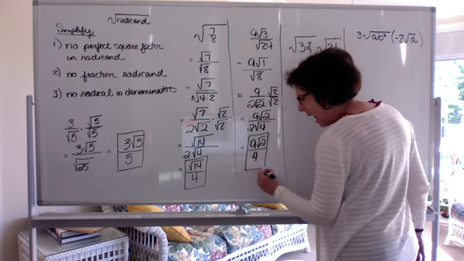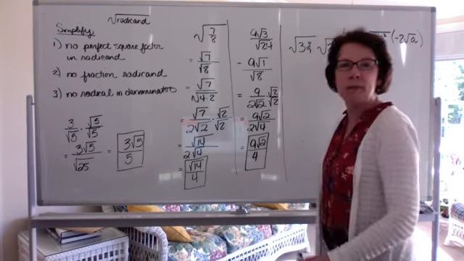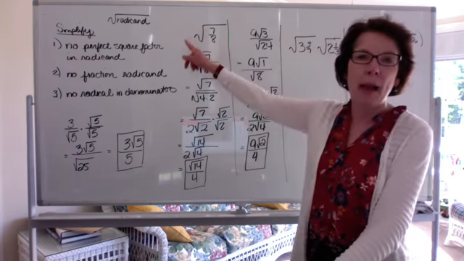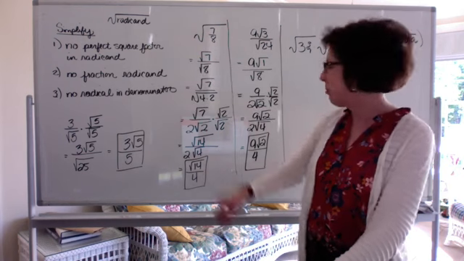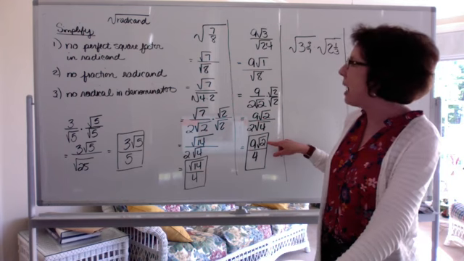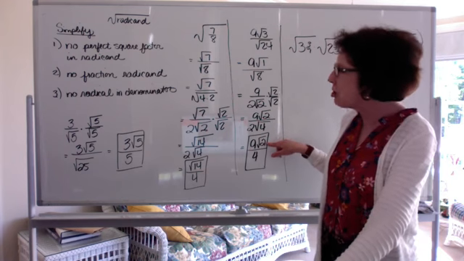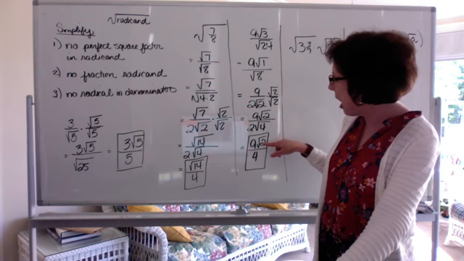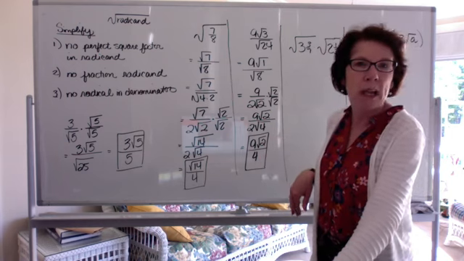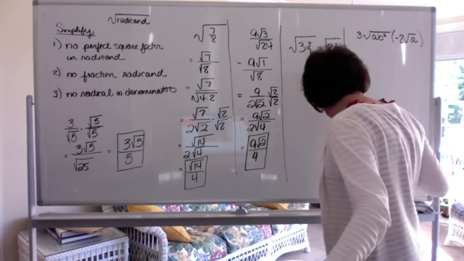And I have a simplified fraction that now meets all of my requirements for my rules. Okay? I do not have a perfect square factor in the radicand. I do not have a fraction in the radicand, and I do not have a radical denominator. Okay? So we did a lot of things on that one. Now let's go to the next one.